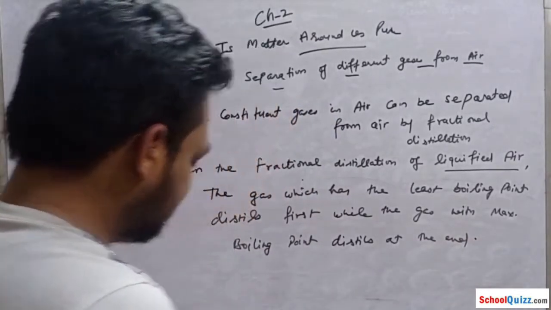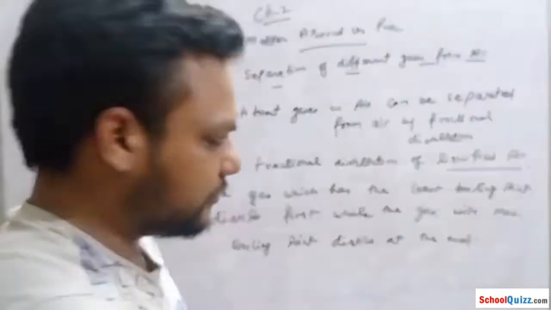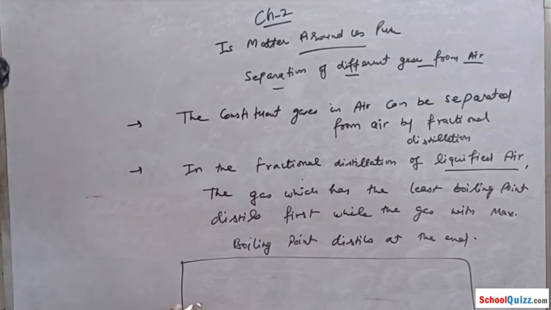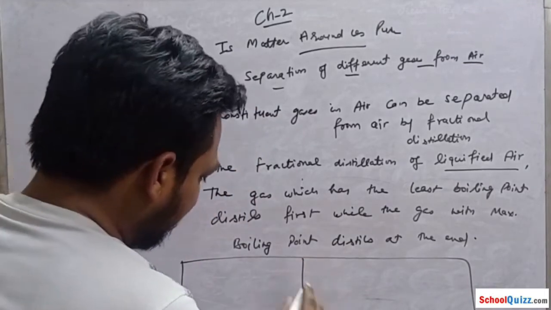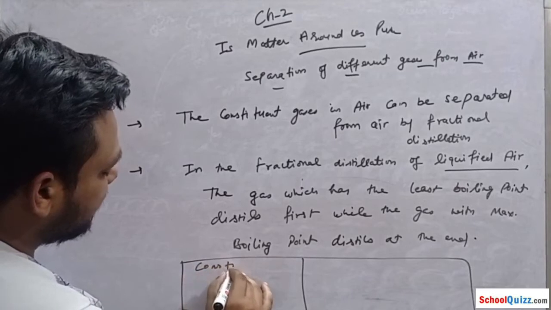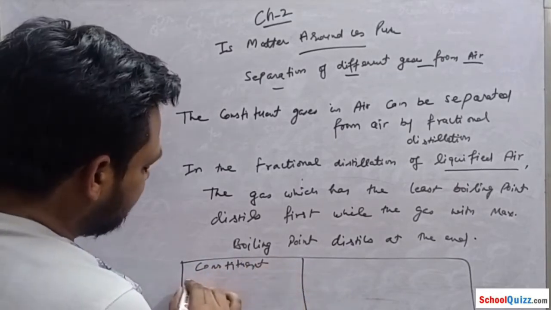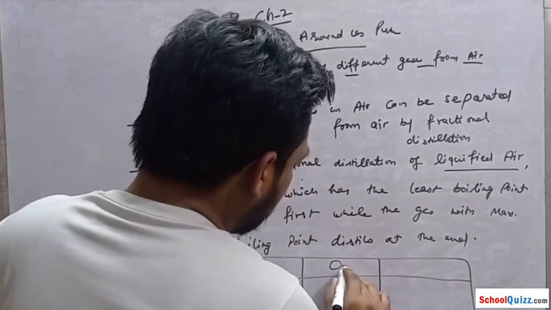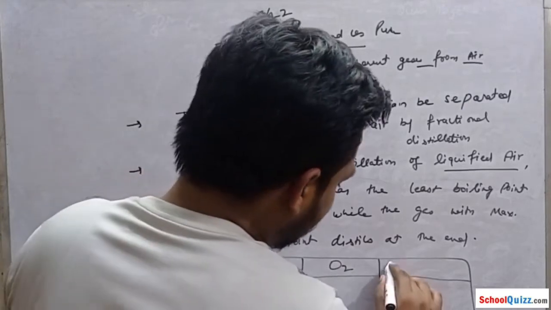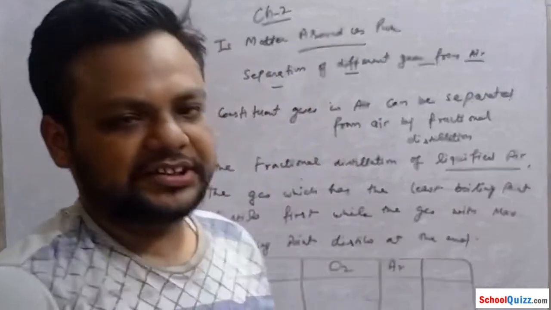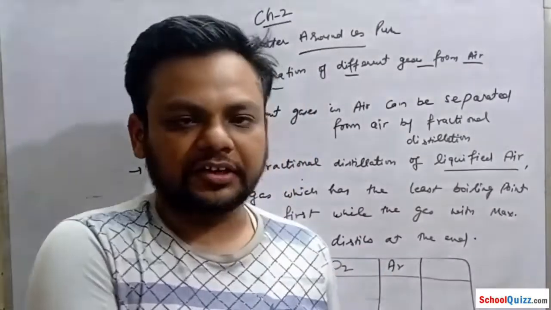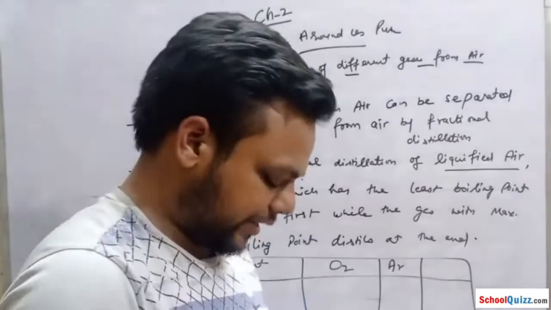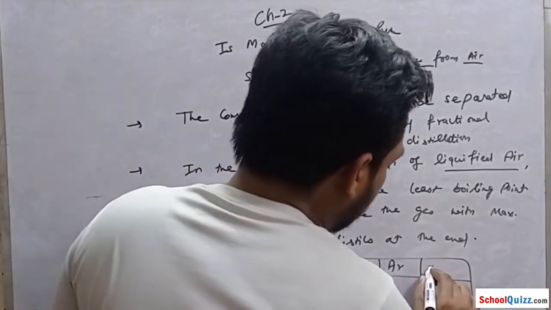Now we will draw a table in which their boiling point is given. For example, here is our constituent. Here is oxygen gas, that is O2. Here is our argon gas, that is Ar. As it is a noble gas, only one atom will be there, so it is stable, and it is argon. Next one is our nitrogen gas, N2.